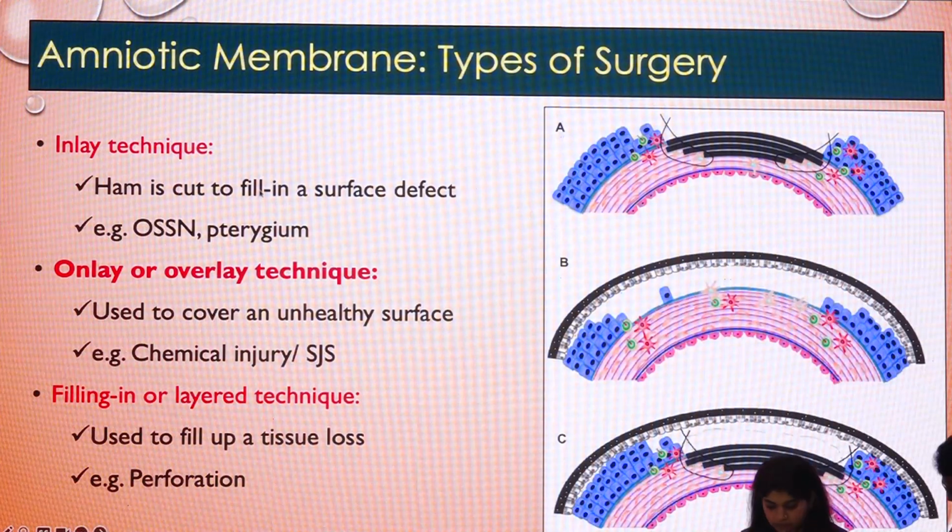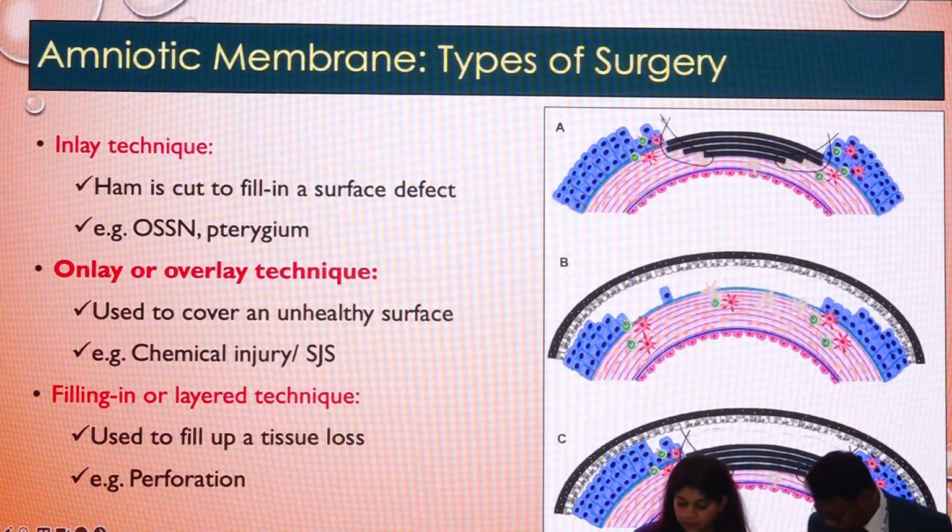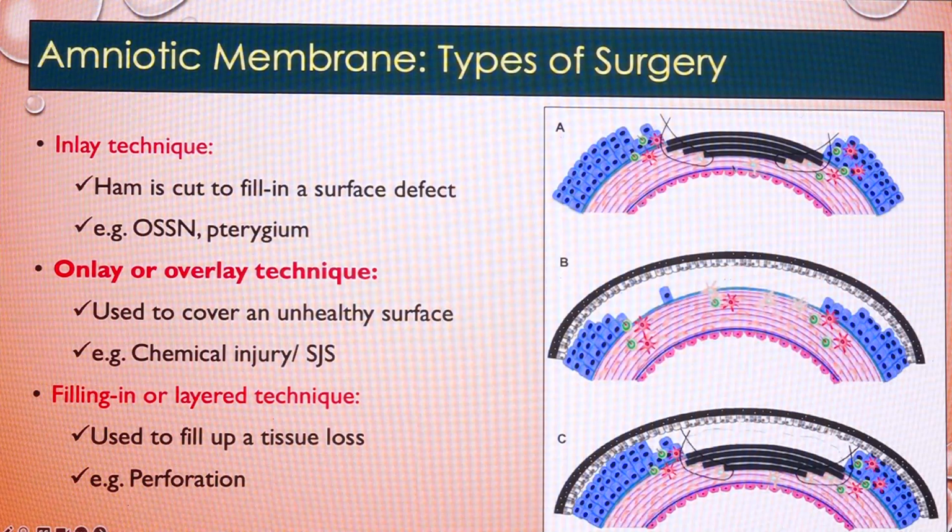So we have an inlay technique. You have a defect and you fill it up with amniotic membrane. That's the inlay technique. Then you have an onlay or overlay technique, where the entire surface is unhealthy, so you can cover it up. Whether it is cellular side down or cellular side up is a little bit of a debate, but each surgeon can have their own preferences. And there can be a mix of the two.